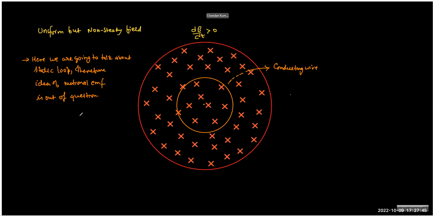Now, in the case of a purely static loop, we don't have such moving parts. Therefore, even though the magnetic field is there, it cannot create any force. But Faraday's law insists that there must be some current in the loop, which in turn means there must be some force on the charge. So who can move the static charge? Tell me. How to move the static charge? And the answer is?